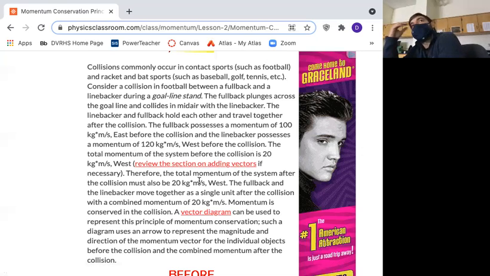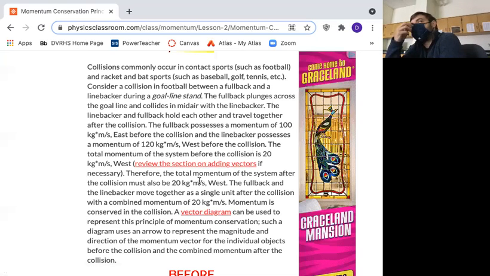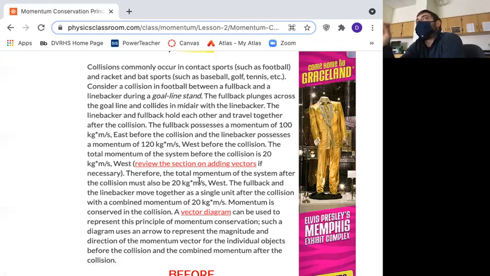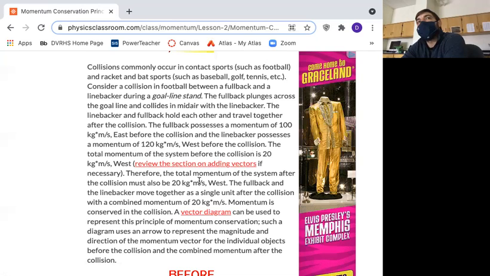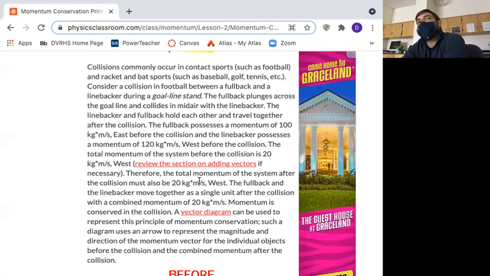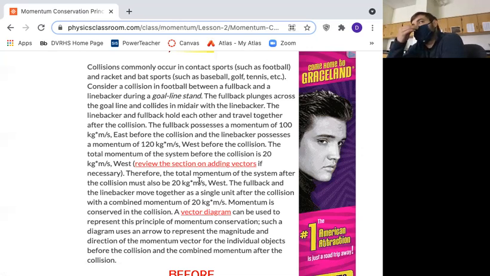Therefore, the total momentum of the system after must be 20 kilograms times meters per second west. The momentum must be conserved. The fullback and the linebacker move together as a single unit after the collision with the combined momentum of 20 kilograms times meters per second. Momentum is conserved in the collision.